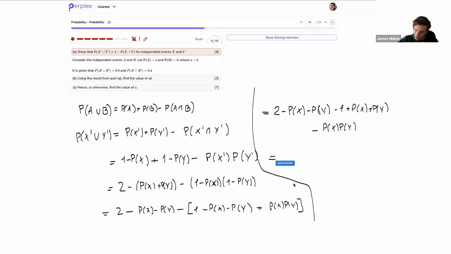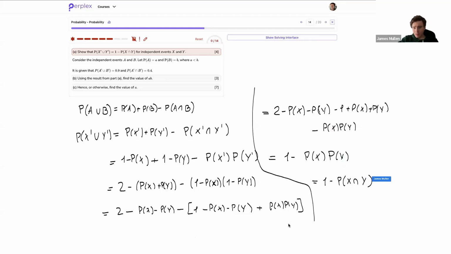What does this all become? I'm going to get 1 minus the P of x is going to cancel with the P of x, and P of y is going to cancel with P of y. And I get 1 minus P of x, P of y. And P of x, P of y, because the events are independent, is the same as the probability of x intersection y.